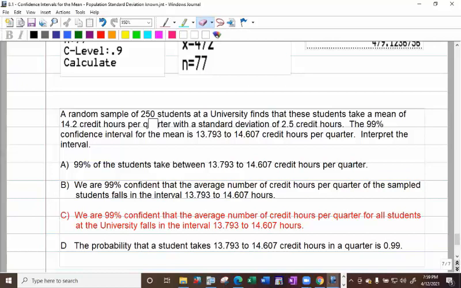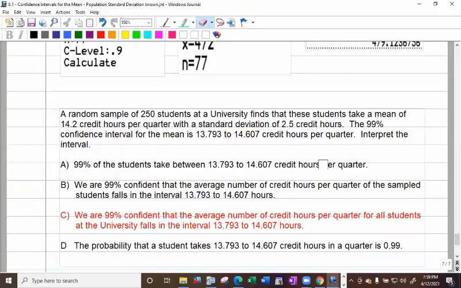So they took 250 students at this university and evaluated how many credit hours they were taking. And we want to interpret what this means. Let's see, 99% of the students take between those credit hours. No, this is not a proportion. It's not measured that way, where a proportion of people fit into a certain interval. Well, you can do confidence intervals for proportions, but that's not what this is all about here.